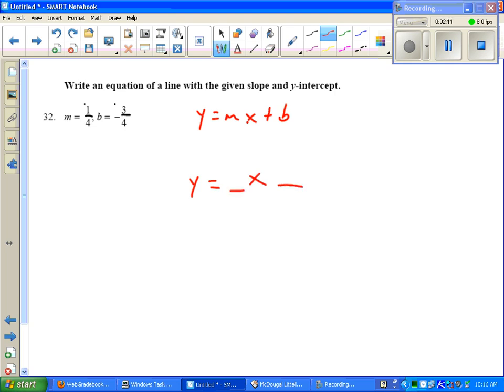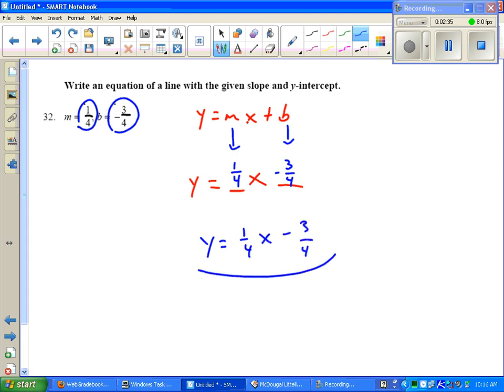We have our m value over here, which is 1/4. So in place of m, we're just going to plug in 1/4. And then we have our b value, negative 3/4. So in place of b, we're going to put in negative 3/4, which amounts to minus 3/4. So your equation is y equals 1/4 x minus 3/4. It's slope-intercept form.